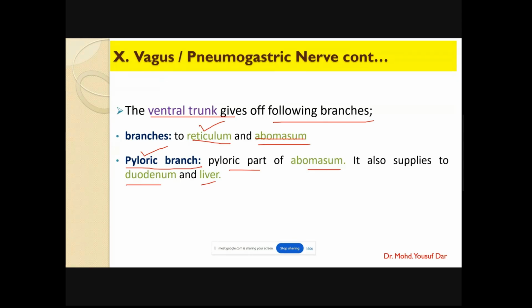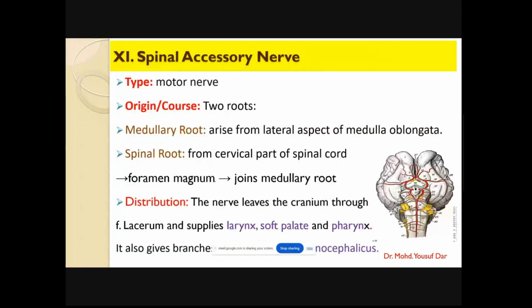So it arises from the medulla oblongata, passes through the cranium through a foramen, then forms a ganglion, then leaves along the carotid sheath, goes from the thoracic cavity to the abdominal cavity, and the branches in between we have all discussed here.